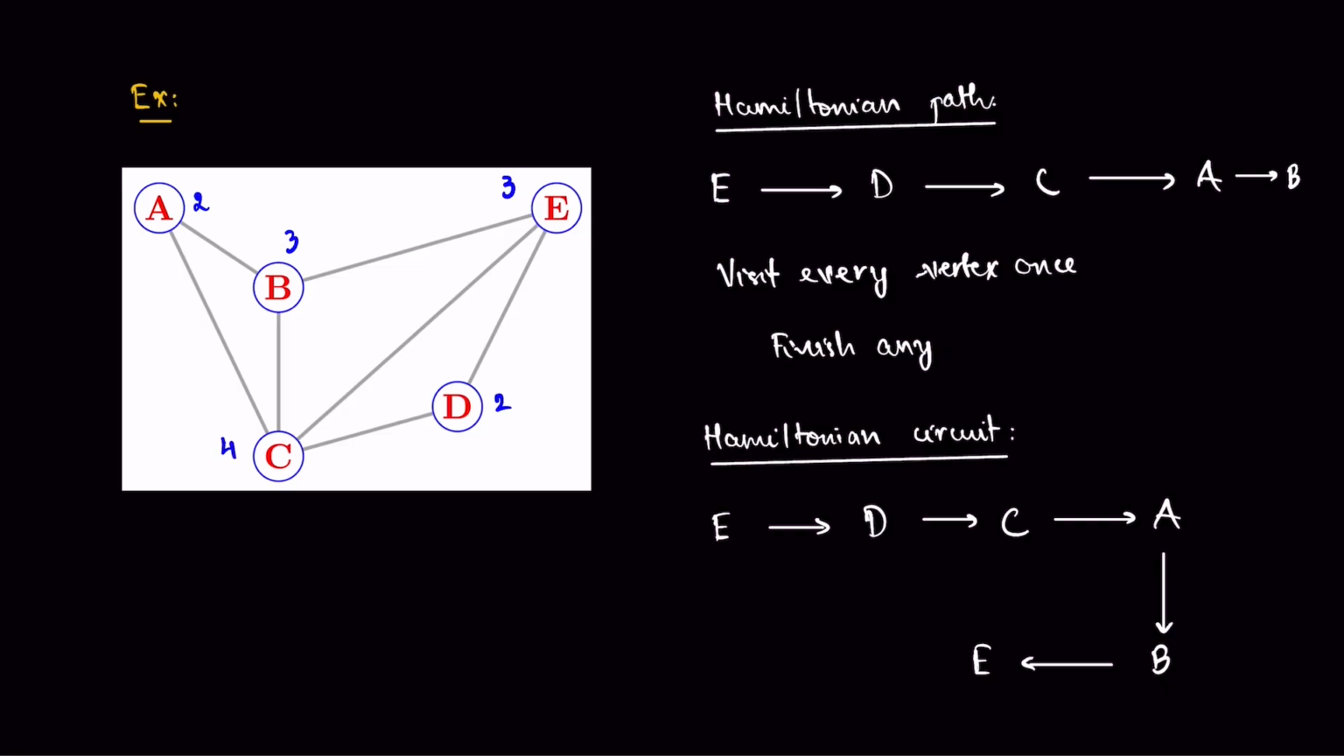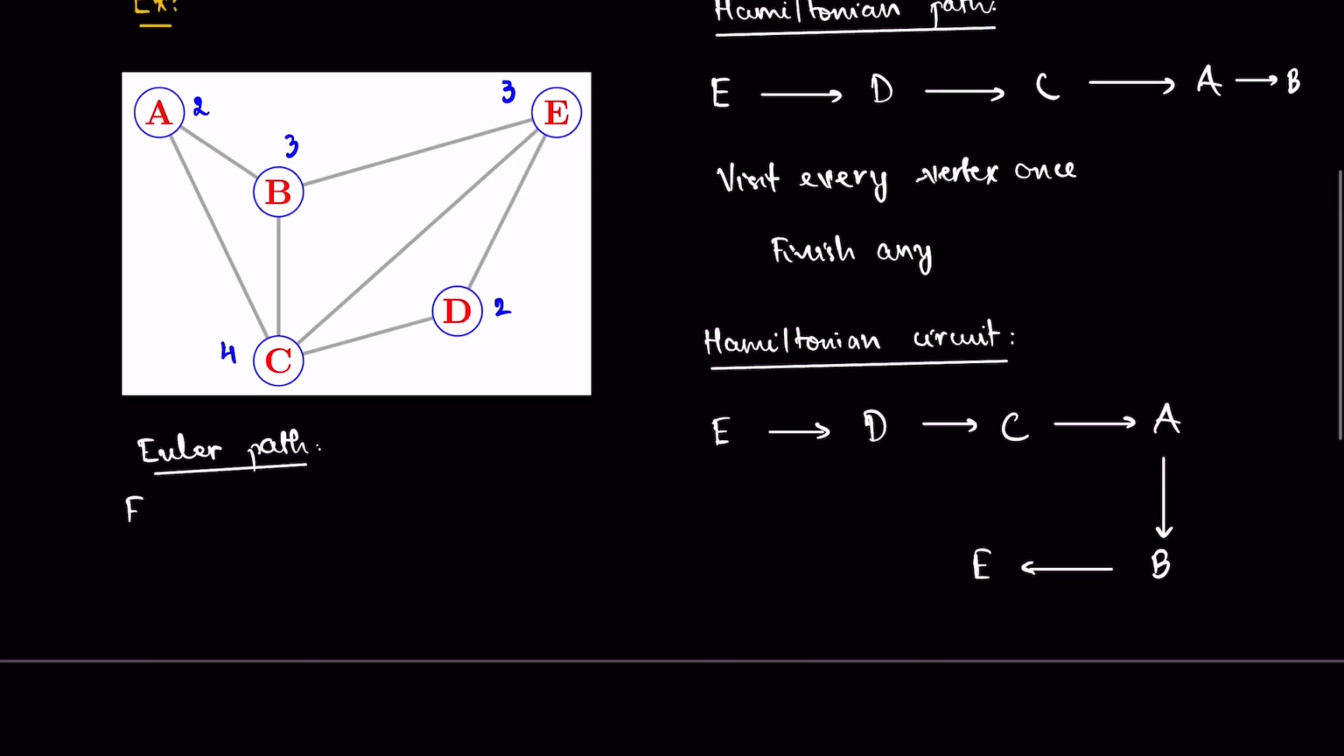Since we have exactly 2 vertices of odd degree, this graph has an Eulerian path, but not an Eulerian circuit. And for the Eulerian path, or Euler path for that matter, here's one of the solutions. You can start with E, then go to D, then go to C, then go to A, then go to B, then you go back to C, then go to E, then from E you go back to B to visit all the edges exactly once.